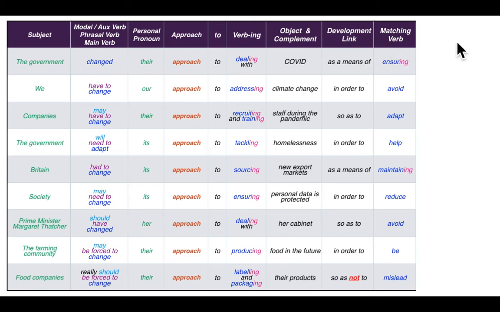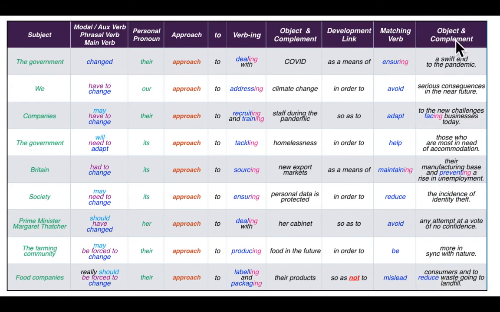Ensuring what? Well, now we need an object and complement over here to give more information. Ensuring what? An end. What kind of end? A swift end. To what? The pandemic. So there's lots of information here. Swift is another word for rapid or quick or prompt.